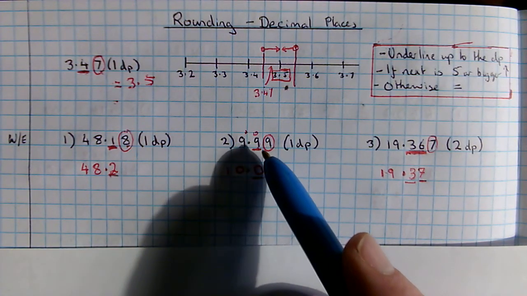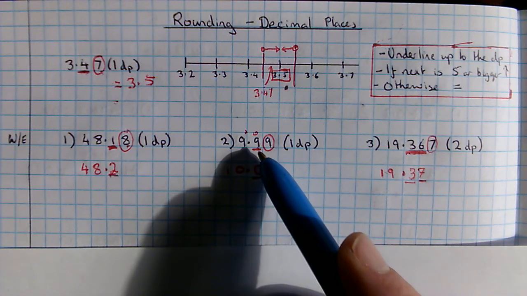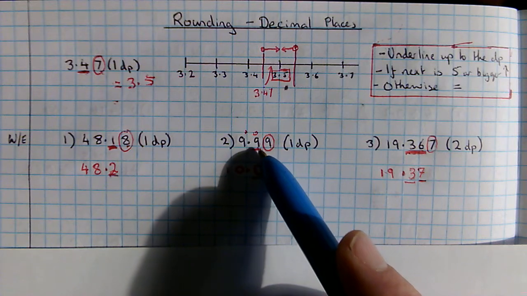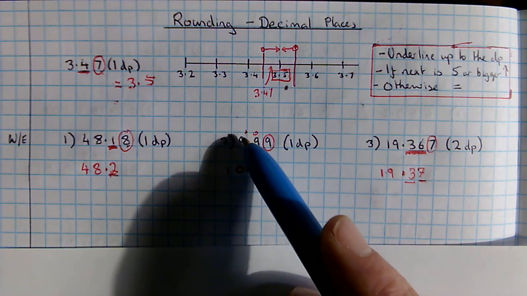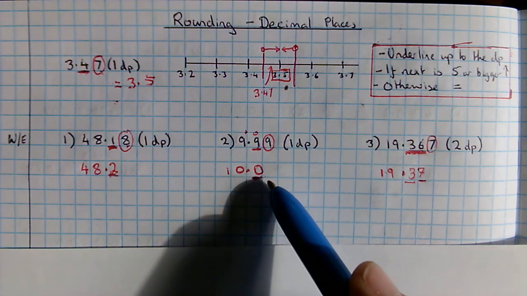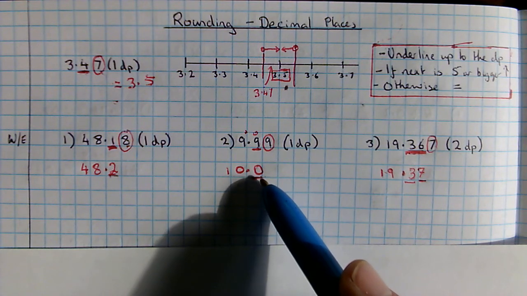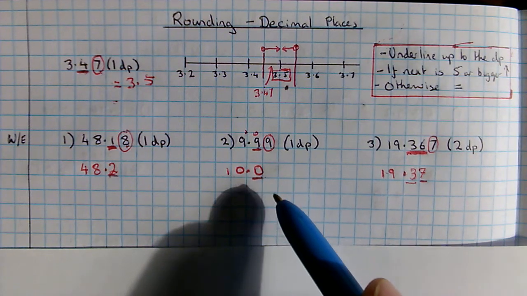I've got 9.99 to one decimal place. So I underline the first decimal place, I circle the next digit. Now that 9 is going to push this 9 up to a 10. Now that means I'm going to put in my 0, I'm going to carry the 1 over. So I've got 9 add my 1, which is 10, and it's going to be 10.0. Now this is the only time when we're rounding that we keep that 0 afterwards, because it shows us that it's been rounded to one decimal place.